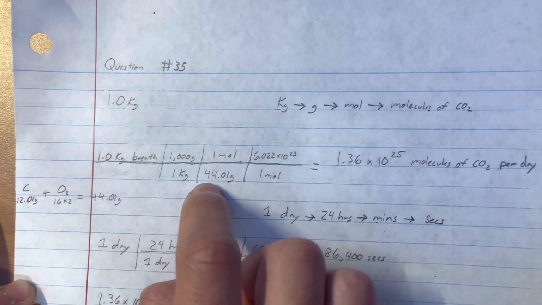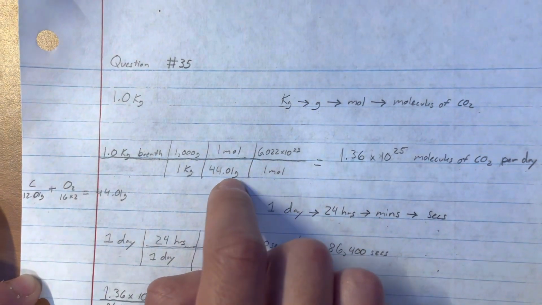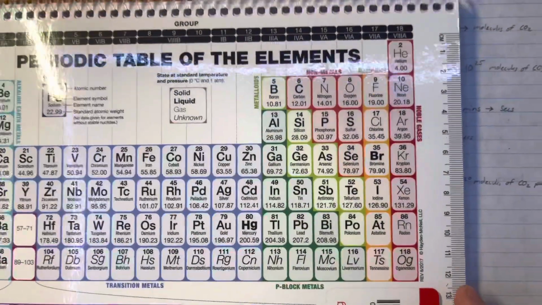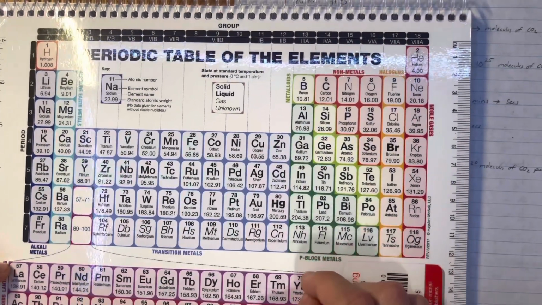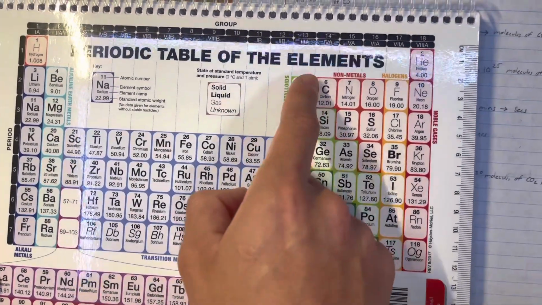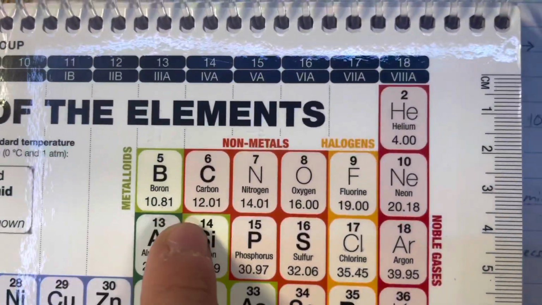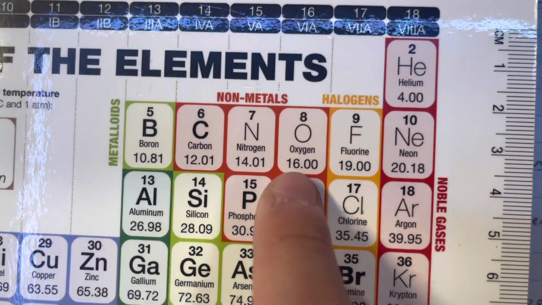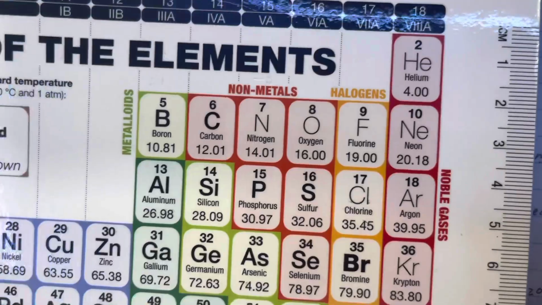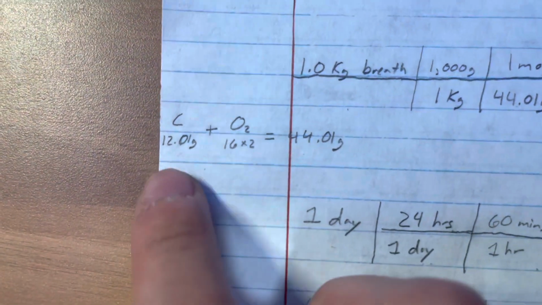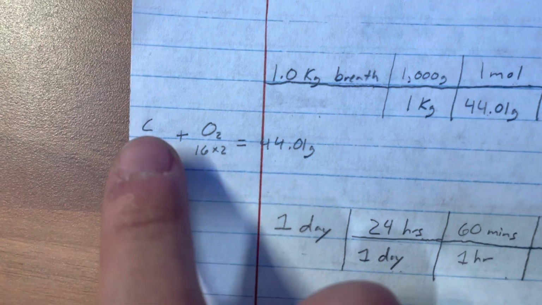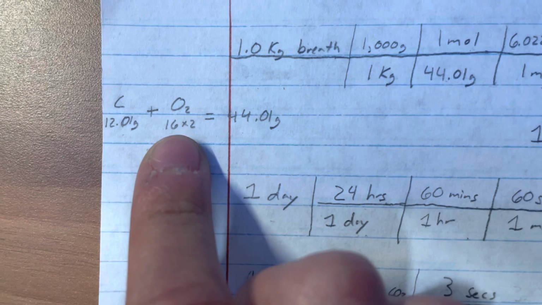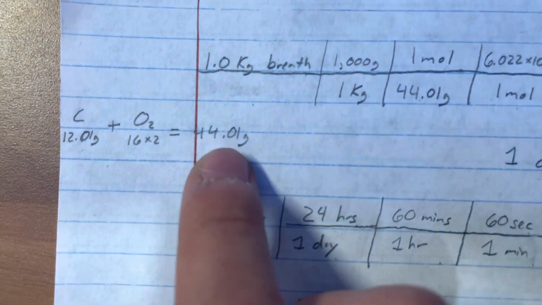So 1 mole is equal to 44.01 grams. And you're probably asking how I got that number. If you take a look at your periodic table, remember our compound is carbon dioxide. That's what we're exhaling. We have carbon right here, with a mass of 12.01. Dioxide means 2 oxygen, and it has a mass of 16. So carbon is 12.01, oxygen is 16, but since it's carbon dioxide, we multiply the 16 by 2 and add them together, and that's how we get the 44.01 grams.